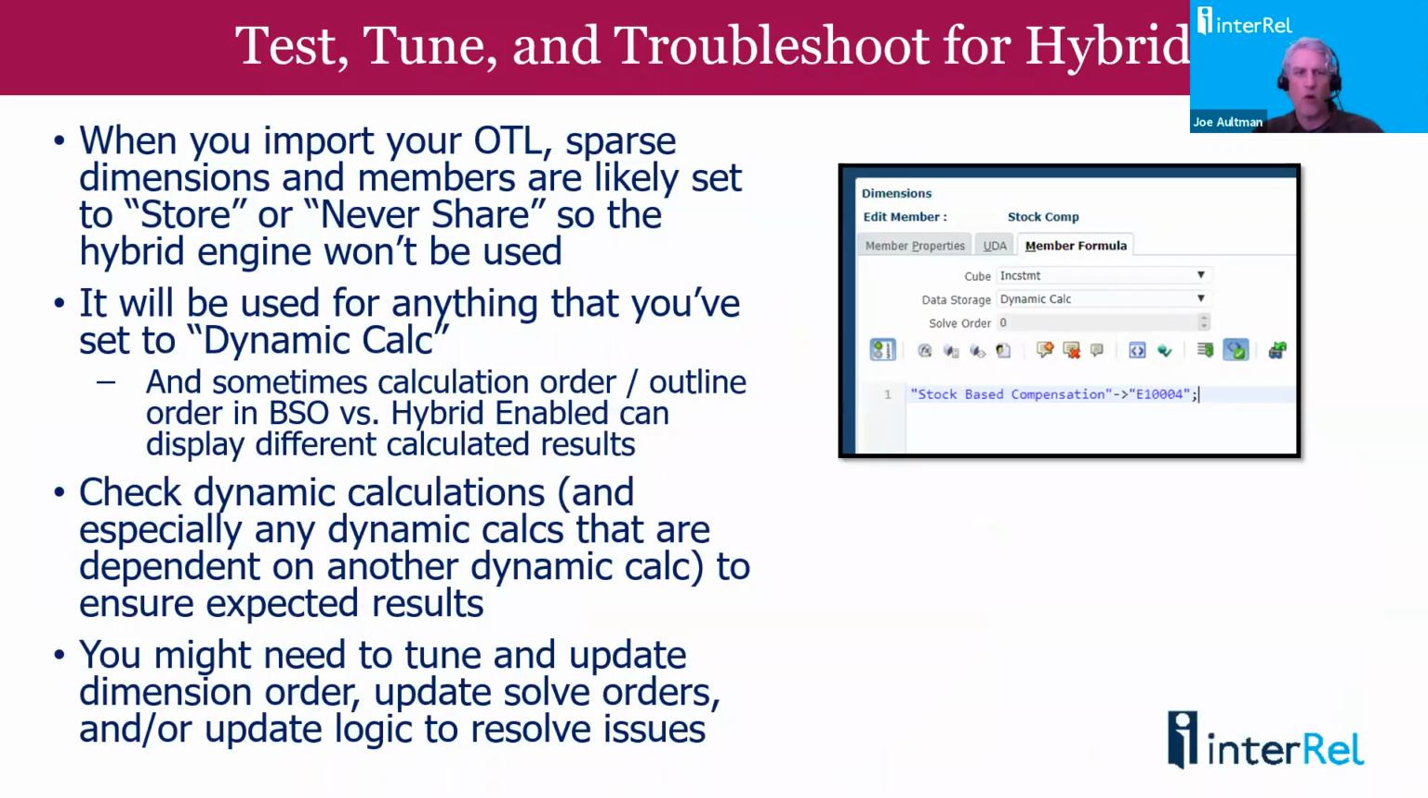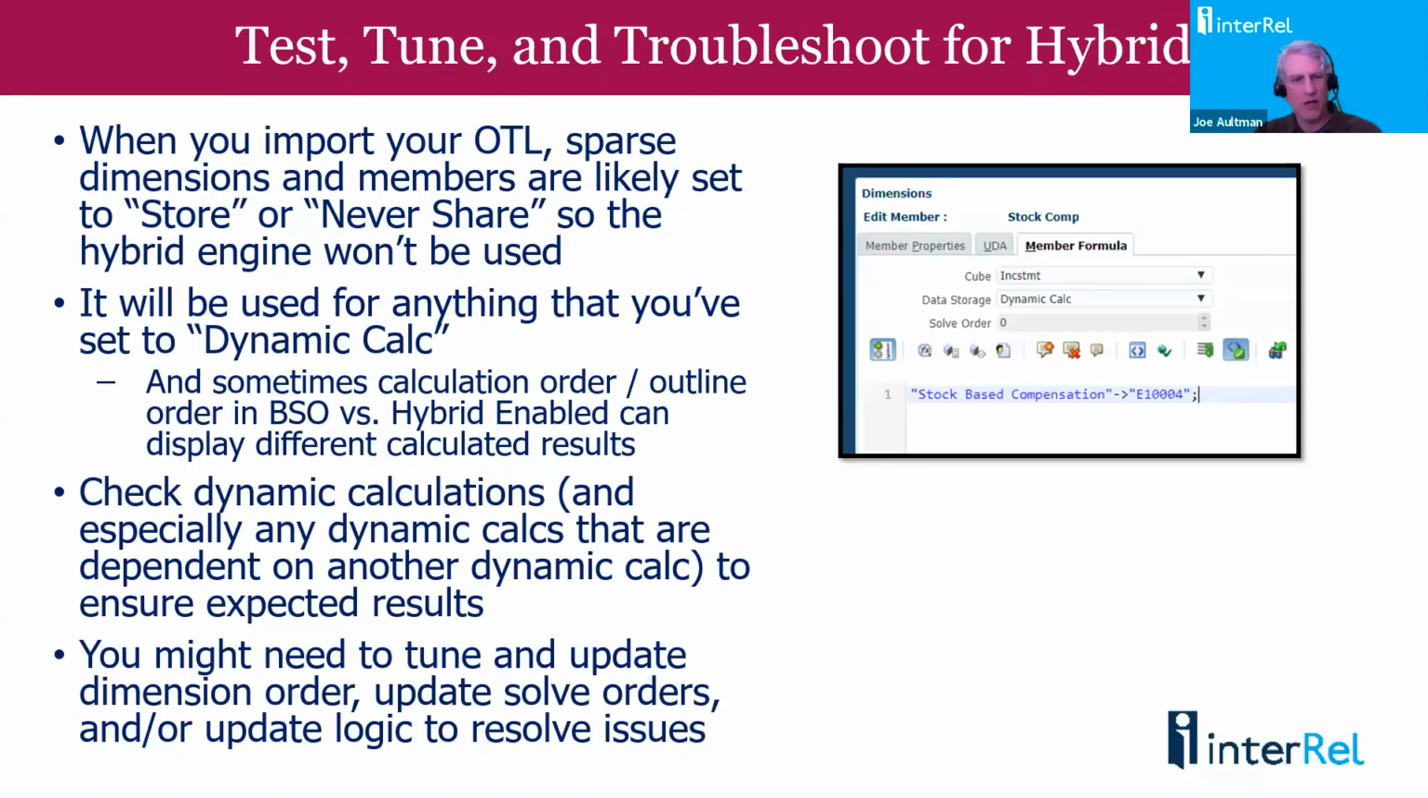Different ways that you can test and tune on the hybrid side. All of your dense and sparse dimensions are going to come in. But anything that you have stored or never share at the upper levels, you want to undo those and set those to dynamic calc. And make sure that you audit everything that is currently dynamically calculated in your formulas. Audit all of those.